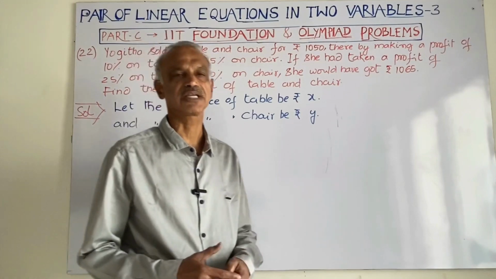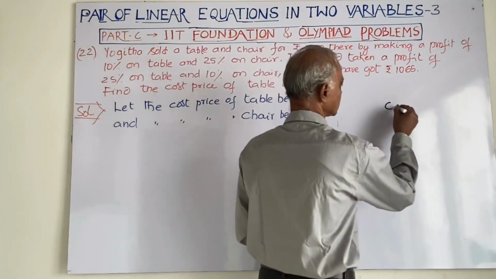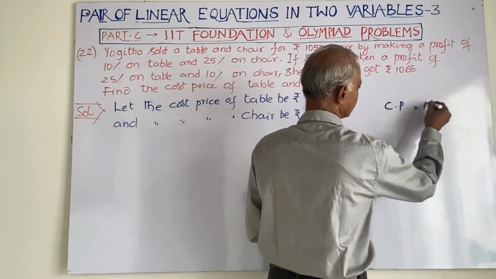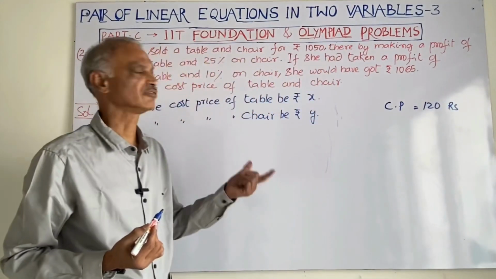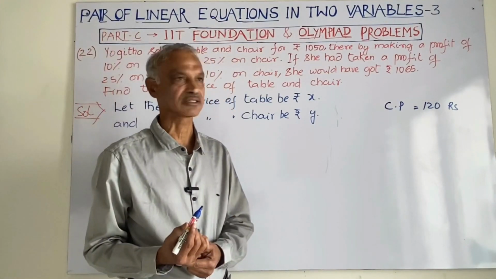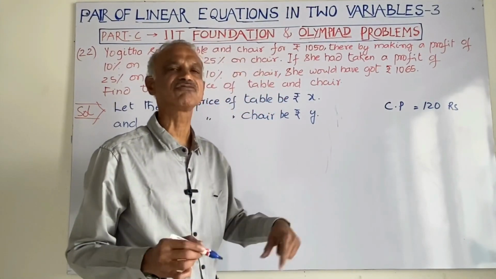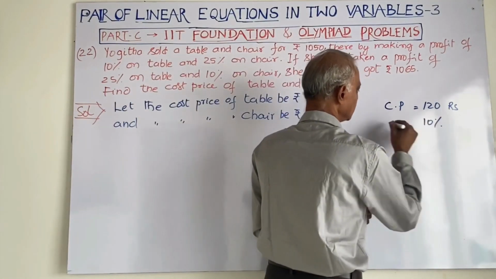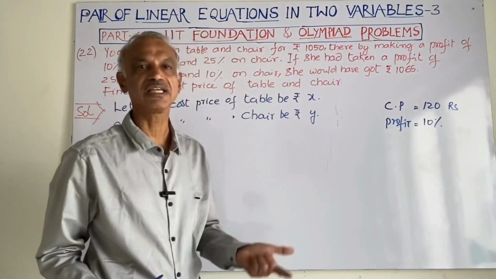First, you have to understand what is cost price and what is selling price. Suppose the cost price of a table, any table, is 120 rupees. What is the cost price of a table? 120 rupees. Suppose I am telling you 120. What is the selling price if the profit is 10% or 25%? I will take 10% profit. What is the percentage of profit? 10%. What is the selling price?